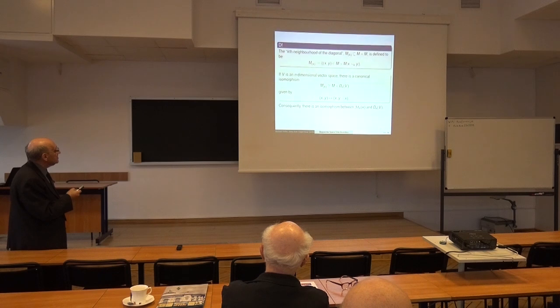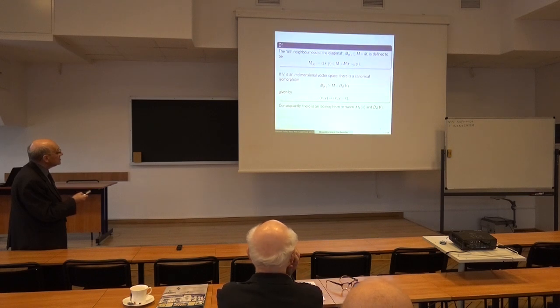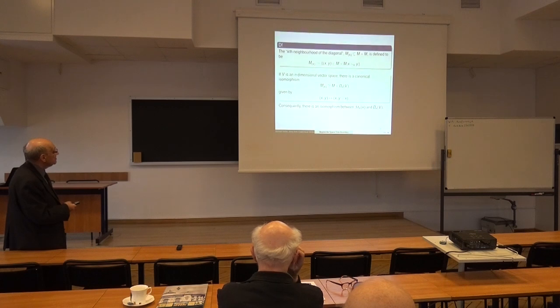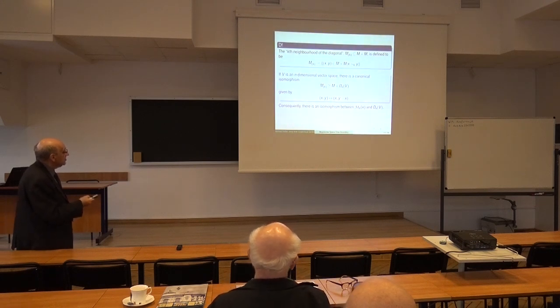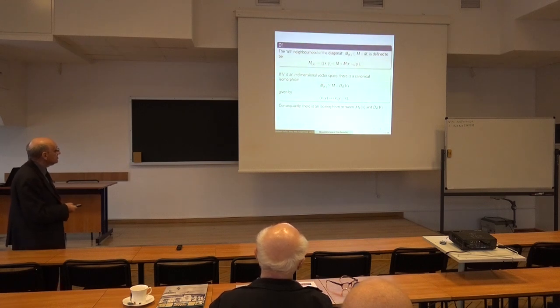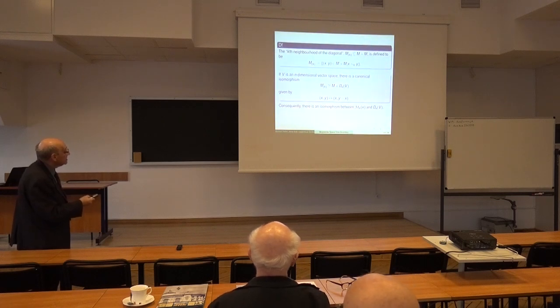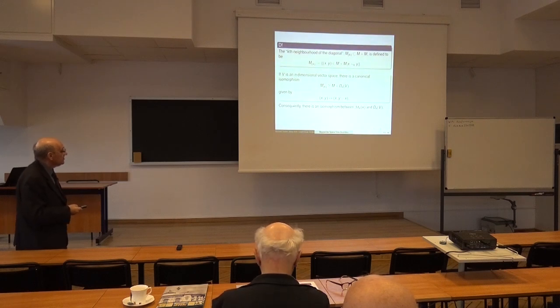Another concept related to the previous one is the kth neighborhood of the diagonal, defined like this. It is the set of pairs of points k-related to each other. If V is an n-dimensional vector space, there is a canonical isomorphism between this neighborhood of the diagonal and this set, and this isomorphism is given by this simple formula. We take x and then the difference, which belongs here. Consequently, there is an isomorphism between the monad and a set of kth order infinitesimals.